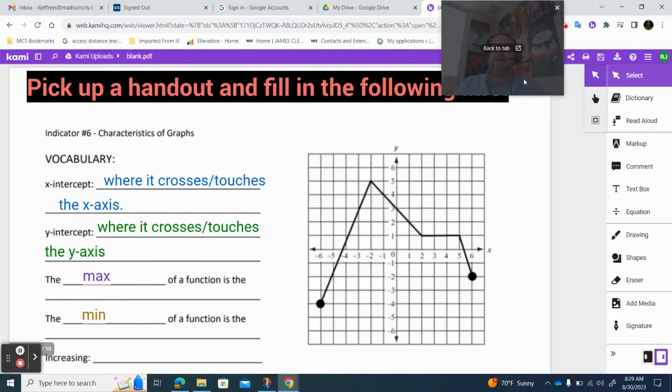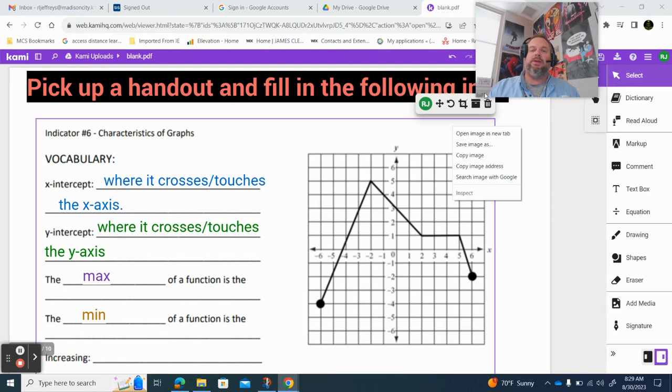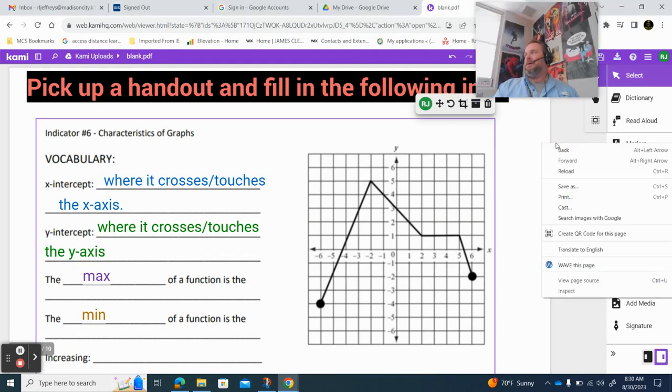All right, welcome back to Madison, Alabama. For those watching around the world, if you can hear everybody talking in the background, it's because they're very excited to be here today to learn about math.